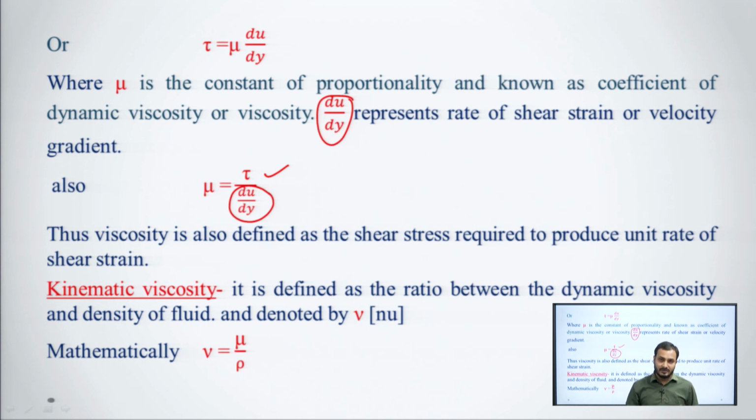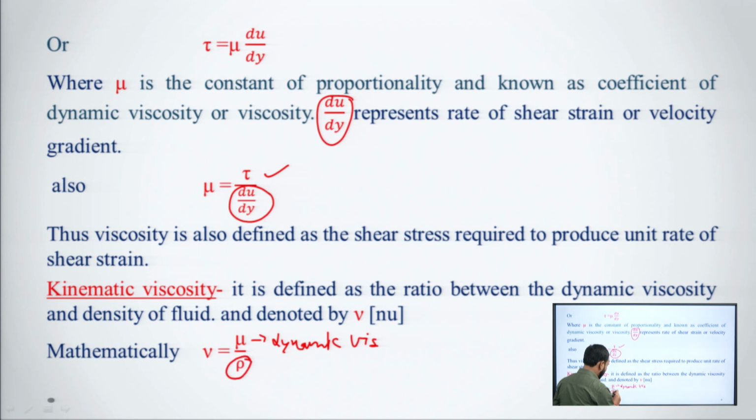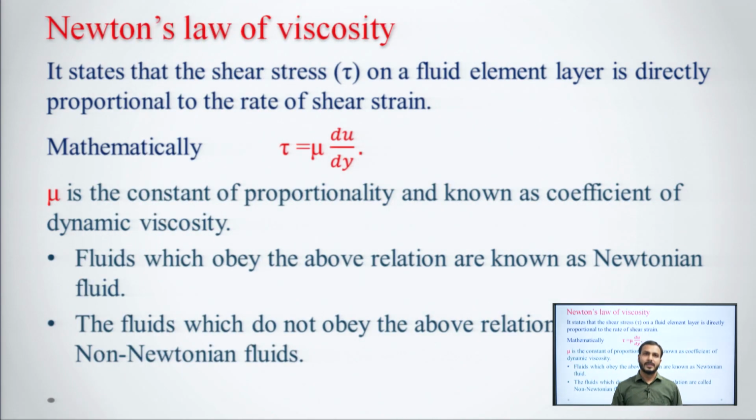Now, let us see what kinematic viscosity is. Kinematic viscosity is defined as the ratio between the dynamic viscosity and the density of the fluid. Mu, we have understood, is the dynamic viscosity, and this rho we know is the density.